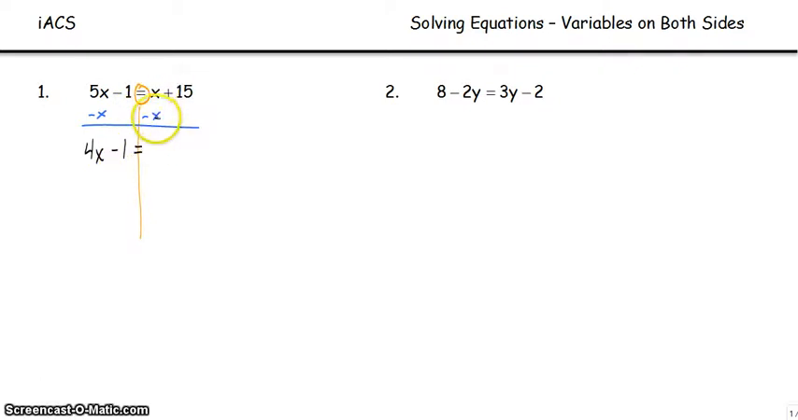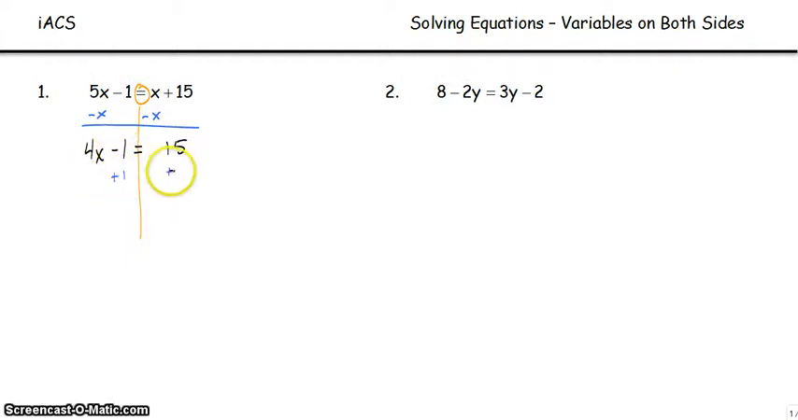X minus x is 0, it goes away. I can bring down my 15. Now it's like an equation that we've been solving all along. I have to move the 1 and I have to move the 4. If I were to translate this, it would be 4 times x, minus 1. Just move the minus 1.